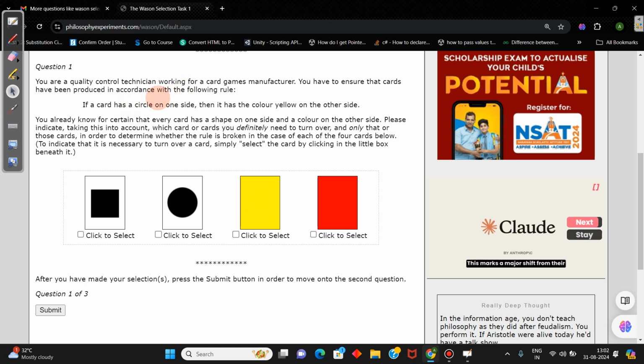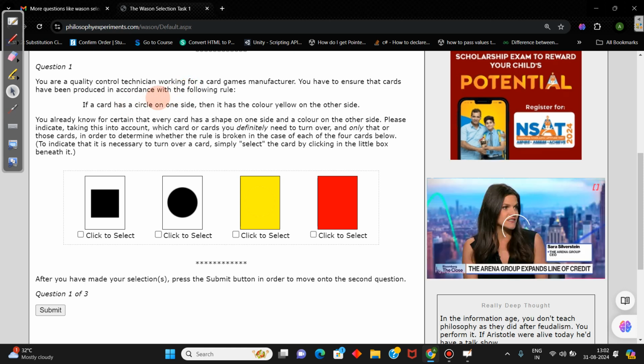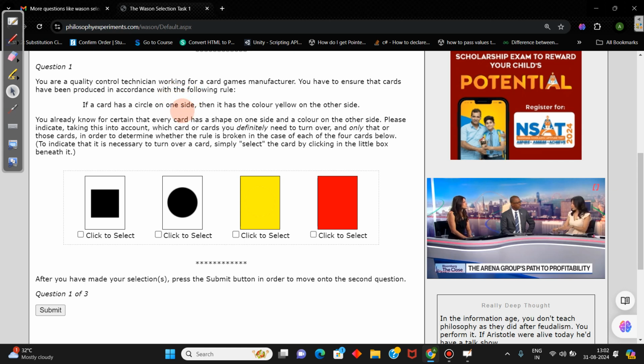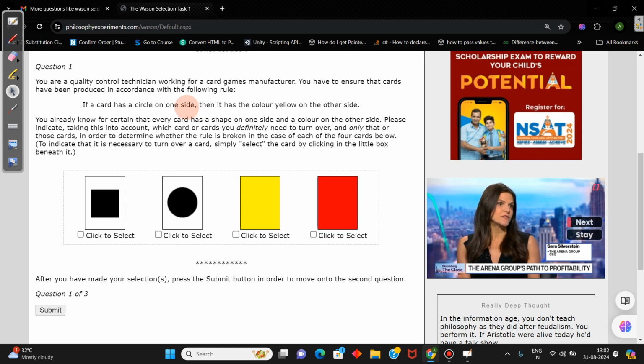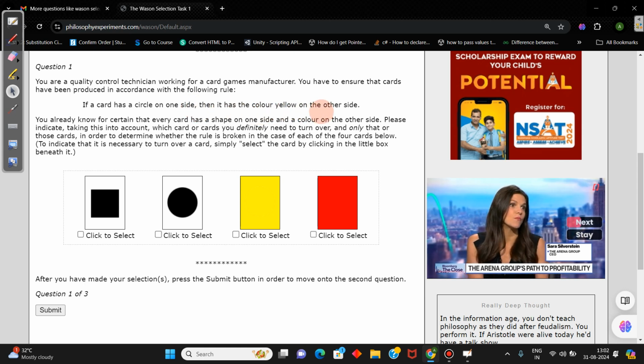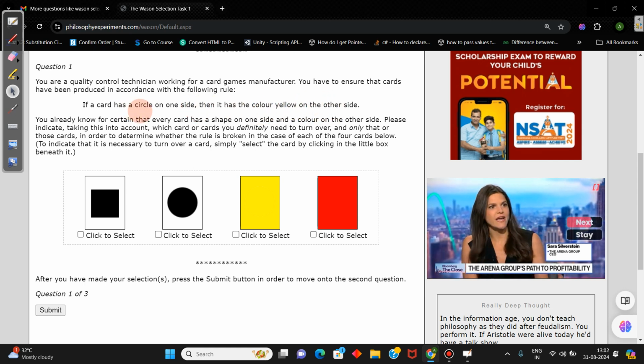So here the question is as follows. You are a quality control technician working for a card games manufacturer, and you have to ensure whether all the cards follow this rule or not: if a card has a circle on one side, then it has the color yellow on the other side for sure.